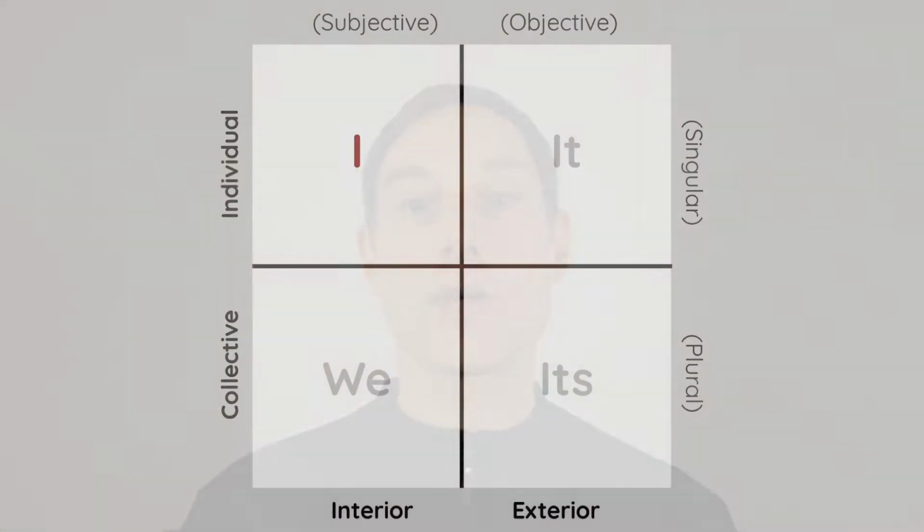The quadrants of integral theory. So that's the interior individual quadrant in the upper left, the individual exterior quadrant in the upper right, the collective interior quadrant in the lower left, and the collective exterior in the lower right, which are defined by the upper left quadrant as the I quadrant, the upper right quadrant as the it quadrant, the lower left quadrant as the we quadrant, and the lower right quadrant as the its quadrant.